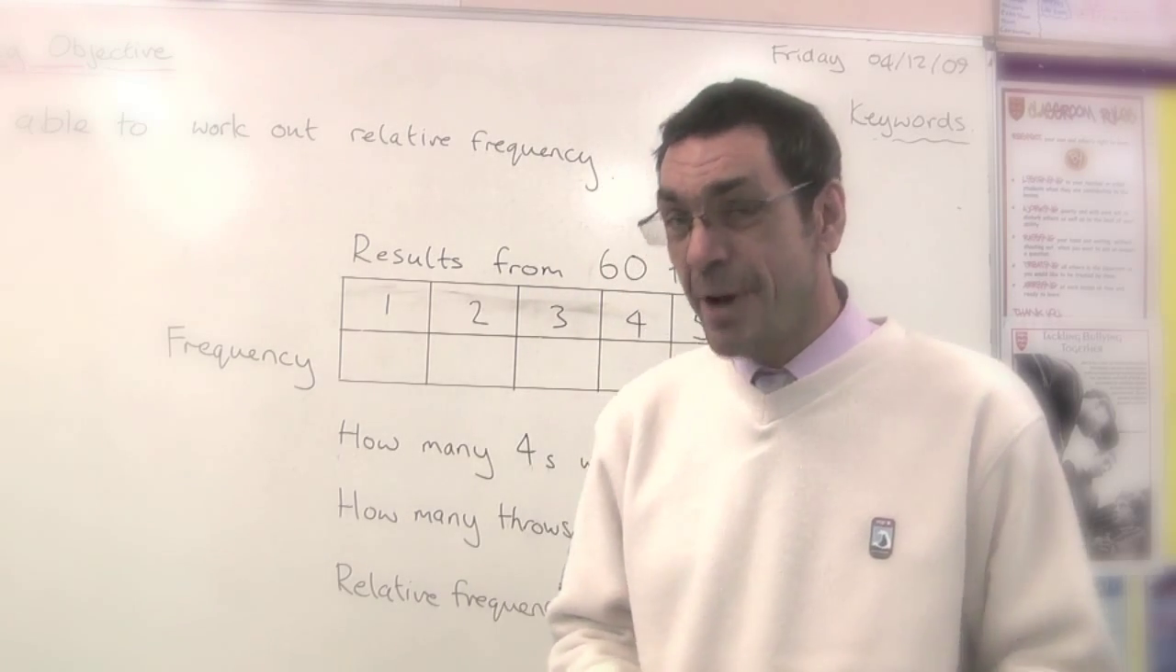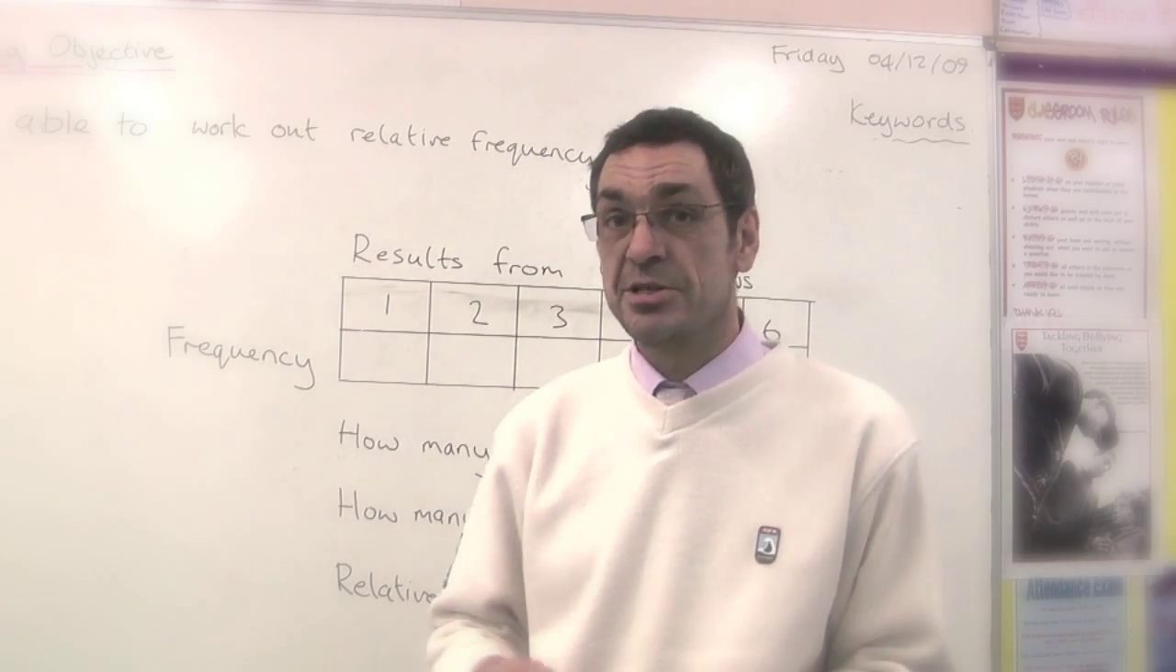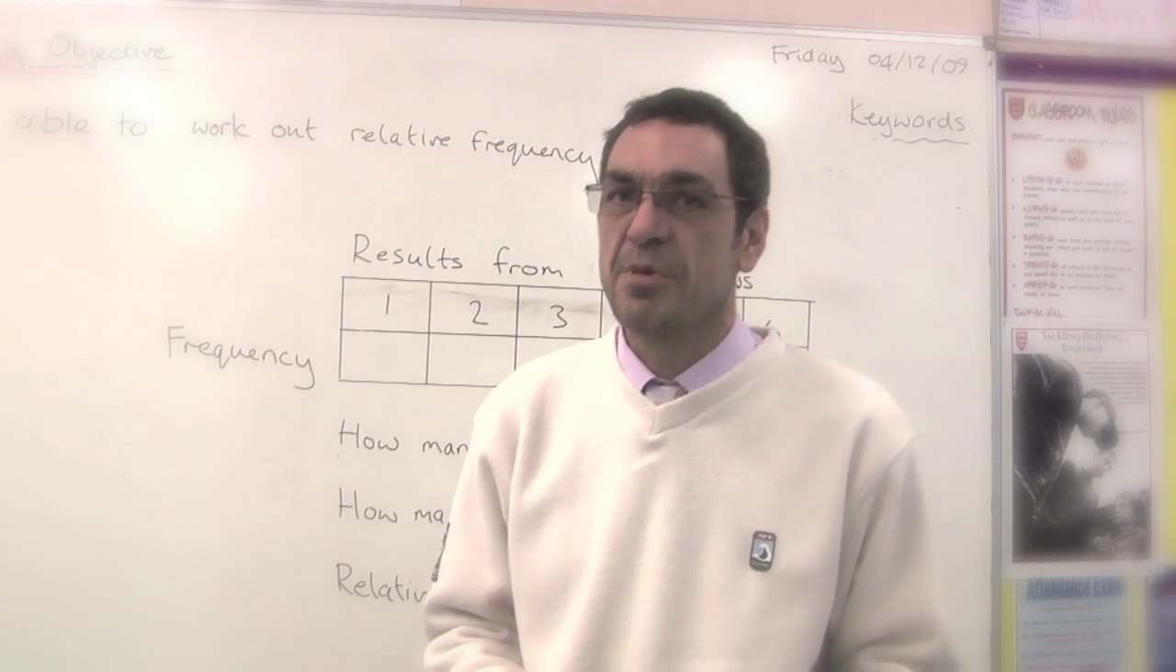It's always a bit confusing. Basically, it's how many times an event happens when you actually carry out your trials. So it's the same sort of thing as experimental probability. Relative frequency and experimental probability.